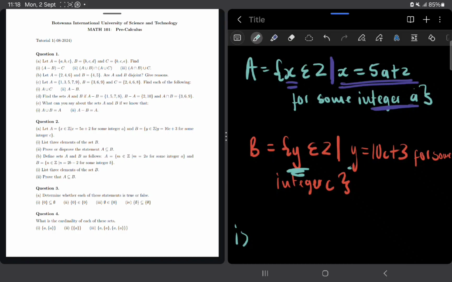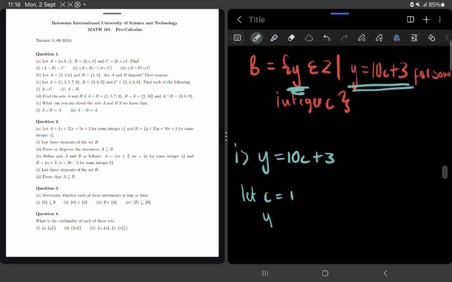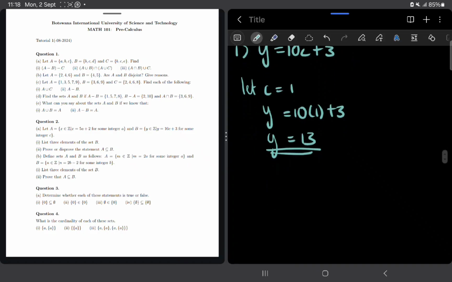And how do we find it? We use this equation: Y is 10c plus 3. We are going to put any integer in for c, and if Y is an integer again, then we can use it. So let's say c is equal to 1. Then Y is 10 times 1 plus 3, which is 10 plus 3, 13. So that is the first one.